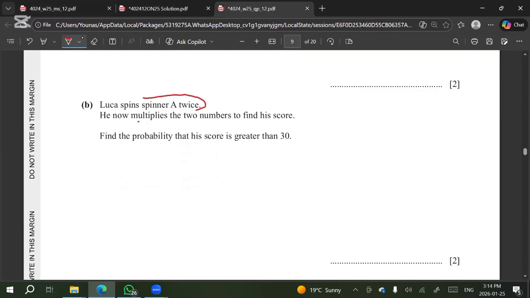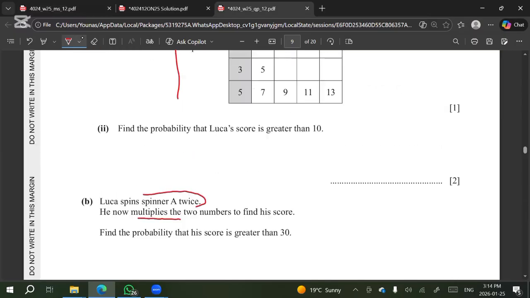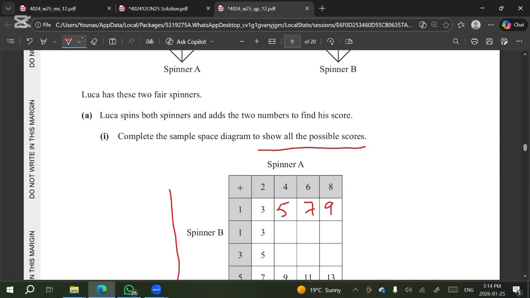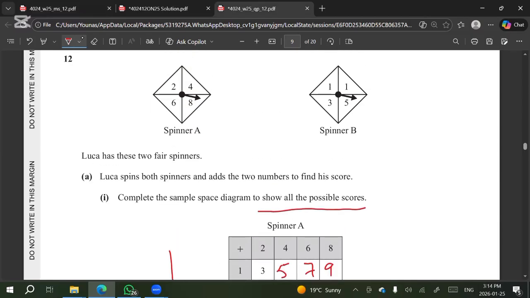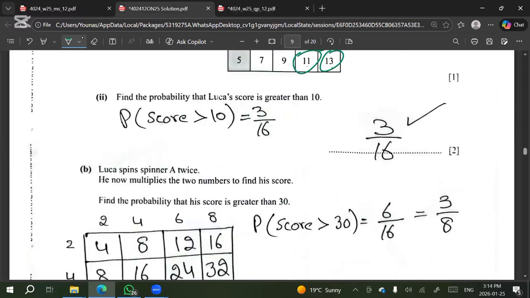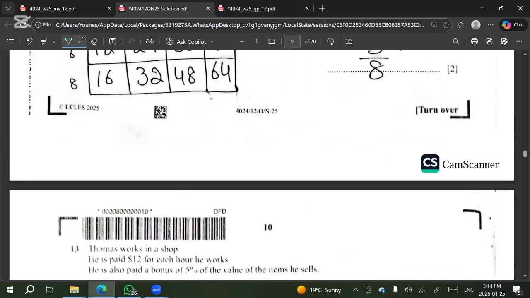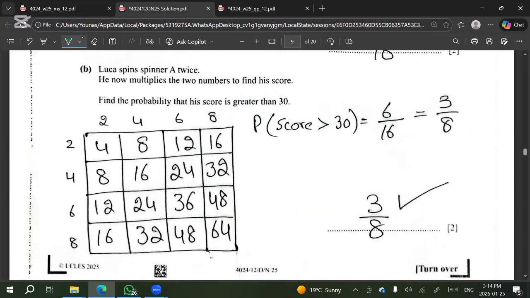So now you will multiply the scores. Okay. So spinner A's results are 2, 4, 6, and 8. So what I will do, I will draw a possibility diagram. And here we go. You can see I have drawn a possibility diagram. One result I have written horizontally, the other one I have written vertically, and I have multiplied the results. So you get 4, 8, 12, 16, 8, 16, 24, 32. I'm multiplying, okay? So 12, 24, 36, 48, 16, 32, 48, 64. So the total outcomes are 16.